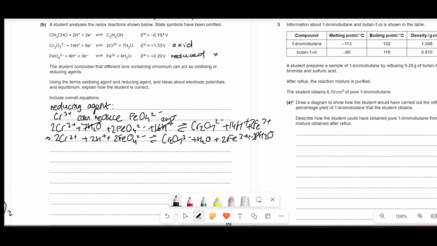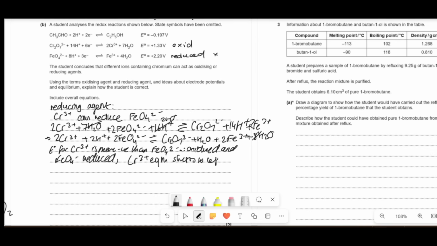So we've talked about oxidizing and reducing agents, and we need to describe the ideas of electric potentials and equilibrium and explain how they're correct. So we need to say the E cell for the Cr3+ is more negative than the FeO4 2-, therefore Cr3+ is oxidized and FeO4 2- is reduced. And you need to say why. It's because the Cr3+ equilibrium shifts that way. It's going in that direction, so it shifts to the left.